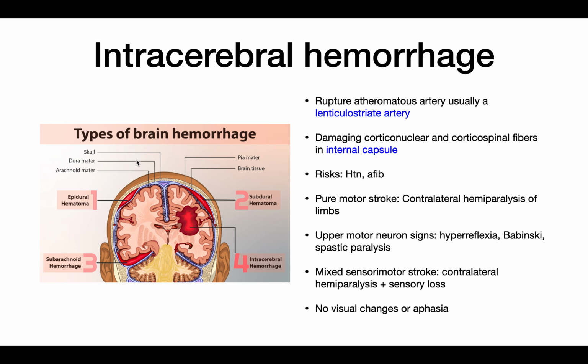So epidural hematoma is going to be blood above the dura. Subdural is going to be blood pooling below the dura. Subarachnoid is going to be within the brain. And then the intracerebral hemorrhage is right here in the brain.